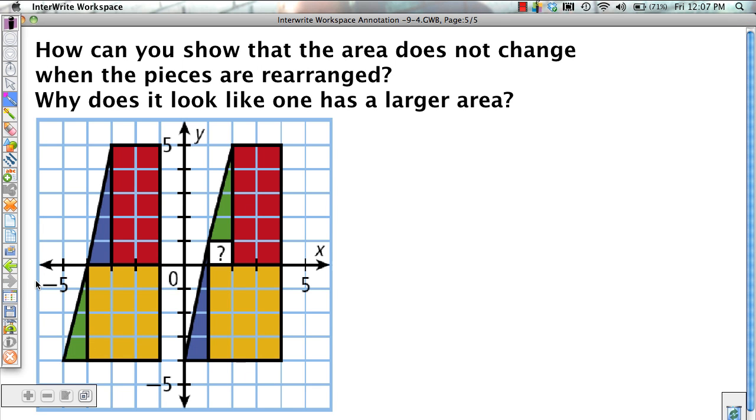Now, looking at this figure here, you see that we have the same shapes. So how can you show that the area does not change when the pieces are rearranged? Hopefully you notice going from this polygon to the one on the right, they have rearranged the green and the blue triangles. But how can you show that the area does not change, even though there is a hole here? And why does it look like one has a larger area than the other?